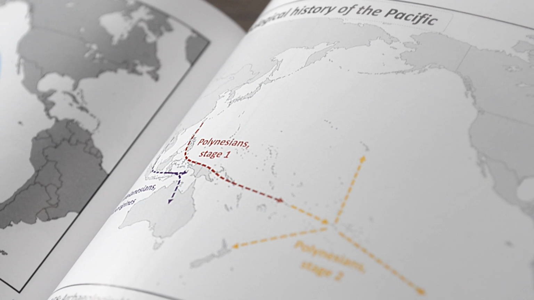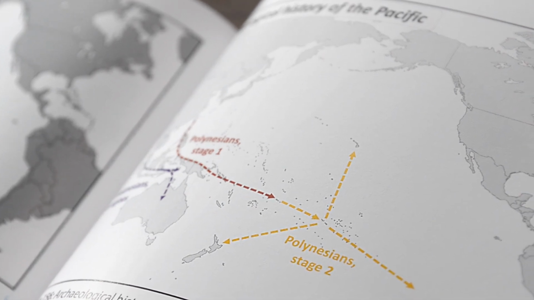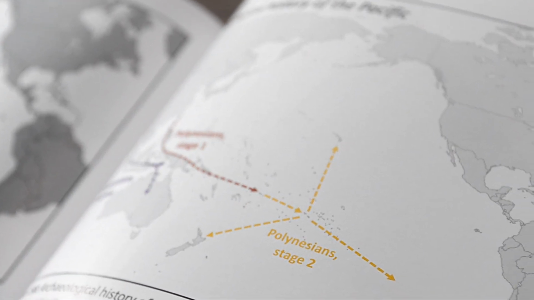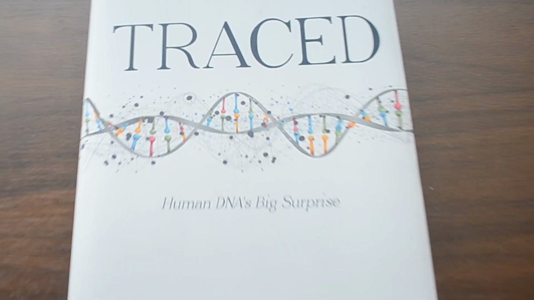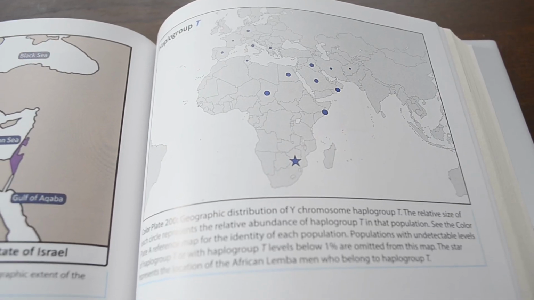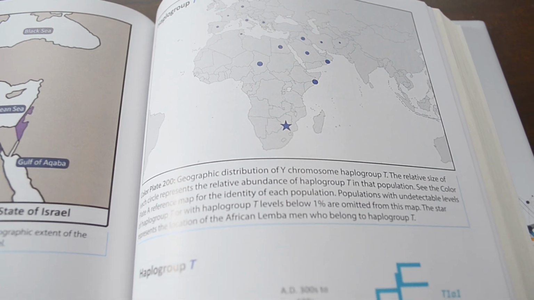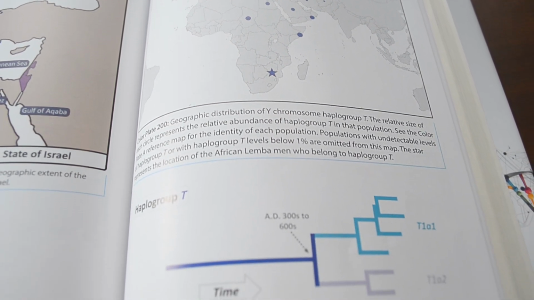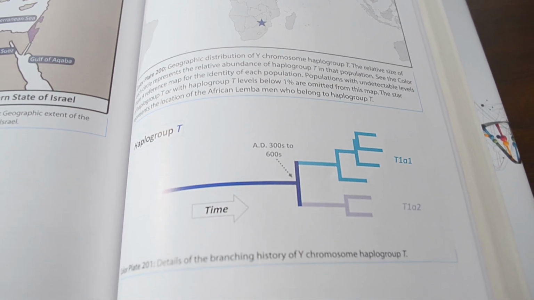The author has gone on to do more work to trace events in history from the Y chromosome, and you can read about that more in his book called Traced. My particular favourite finding from the book is that the Ethiopian Jews and the Israeli Jews share ancestry around about 300 AD, about the time of the fall of the Roman Empire.